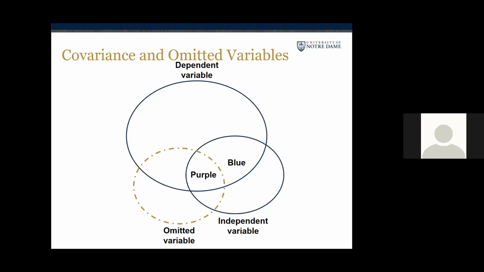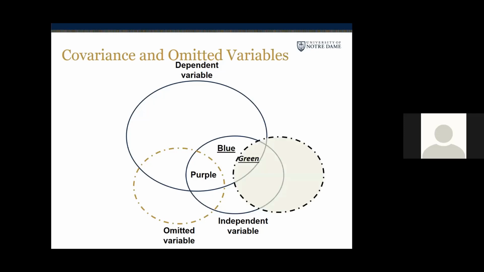So if we run an OLS regression here, we're going to get blue plus purple as our coefficient, which is inflated, and it's not the relationship between the IV and the DV. It's the relationship between the IV and the DV and whatever is also explained by the omitted variable. So that kind of is the issue here. We want to figure out what's blue absent purple.